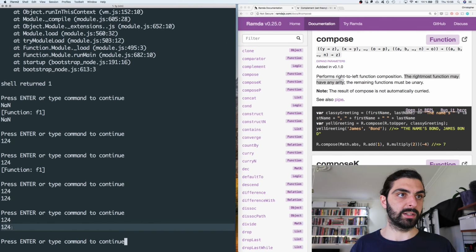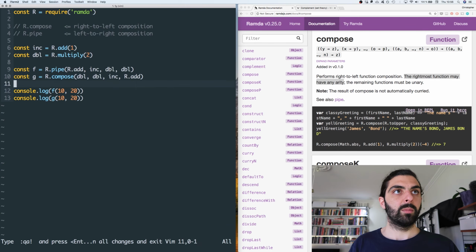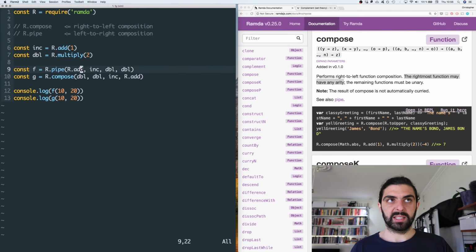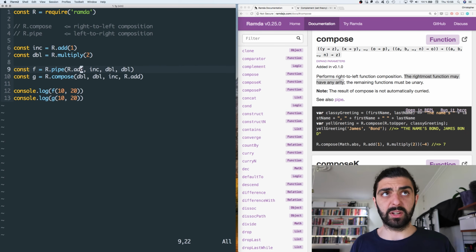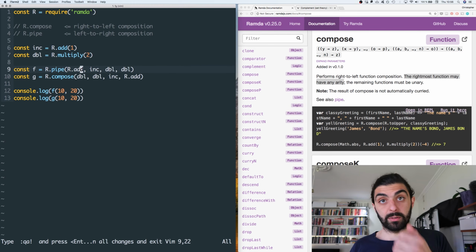As you can see, we get 124 and 124, both when we do f and when we do g. And essentially, that was kind of expected, because pipe and compose are sort of the opposites of each other, or they do the same thing in different orders, left to right or right to left, and here we just flip the order of the arguments.